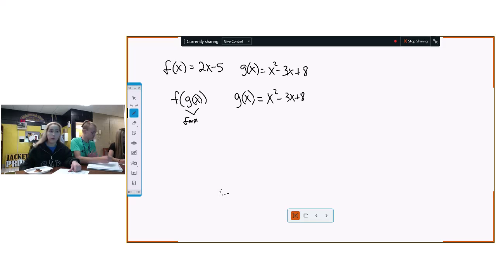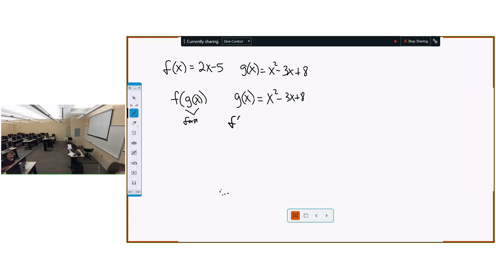Okay? So for f of g of x, we're just going to put the output of g of x as the input of f of x. So that's f of x squared minus 3x plus 8. The output of g of x, which is x squared minus 3x plus 8, becomes the input, the x value, in the f function. So that is now f of x, where x is x squared minus 3x plus 8.